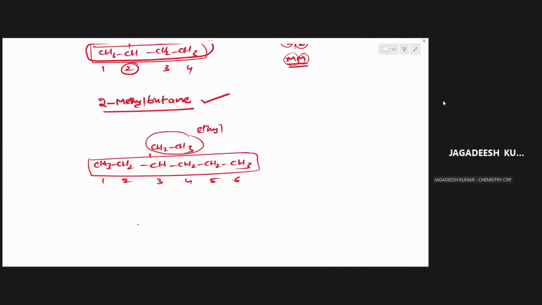So 3 is the least number. If you number from this side, it is wrong numbering. Why? Because there your substituent is getting 4, but here your substituent is getting 3, the least number. So this one is correct, the other is wrong.